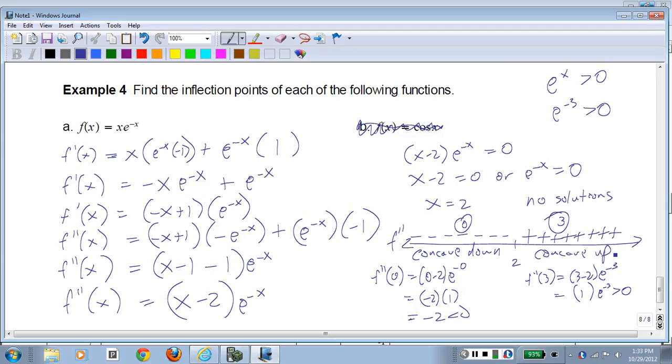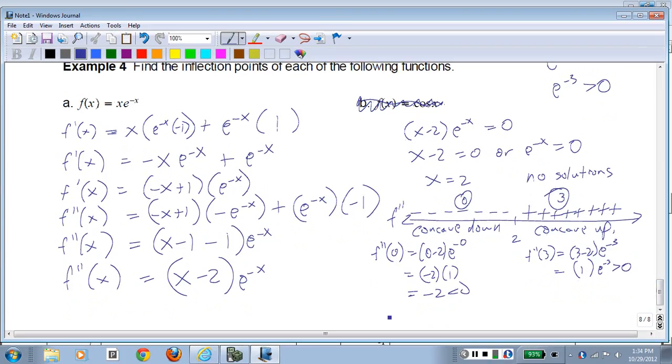This function is continuous everywhere because x is continuous everywhere and e to the negative x is continuous everywhere and the product of continuous functions is continuous. So it's continuous in particular at x equals 2. And so there's an inflection point at 2 because the concavity changes. It changes from down to up at 2. So 2, f of 2 is an inflection point.